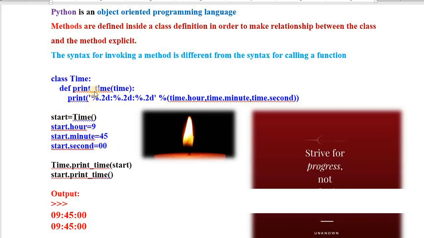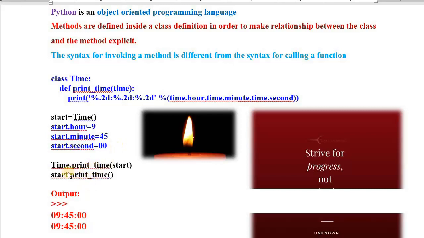I call this method. How to call the method? There are 2 ways. You can call this method by using the class name also. You can call the same method by using the object also. If you are calling this method by using the class name, you have to pass the object. See here, time is the class name, dot print time. I am calling this method, so I am passing this object. This object is having these values. The contents of start object will be transmitted to time object. I am printing it. See the output, 9 hour 44 minutes 00 second.